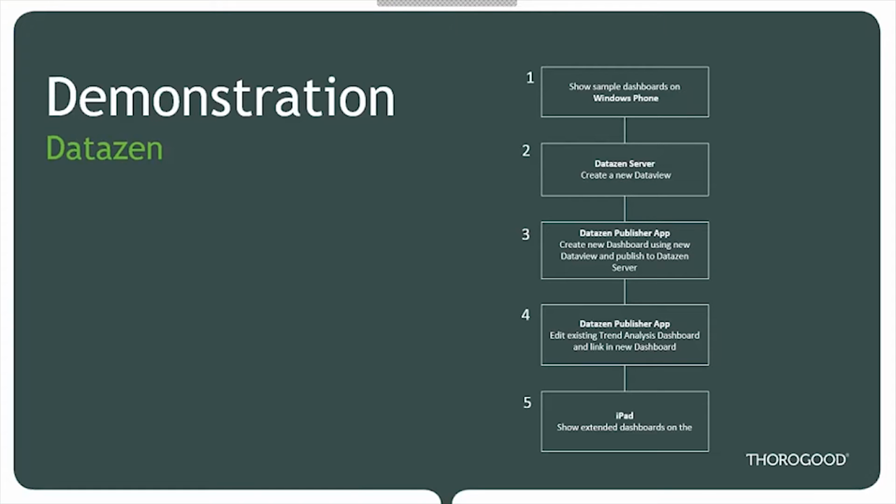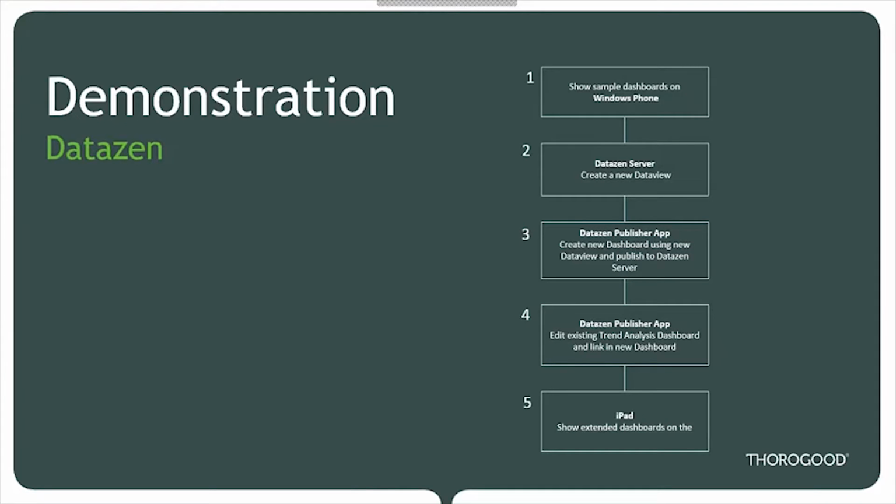Let's go on and look at the product itself. I'll go through a series of steps. Initially I'll demonstrate Datazen dashboards on a Windows phone. Then I'll move on to the Datazen server and create a data view, which is essentially a view of data from one of our data sources. I'll then drop into the Datazen Publisher app, where I'll create a new dashboard.